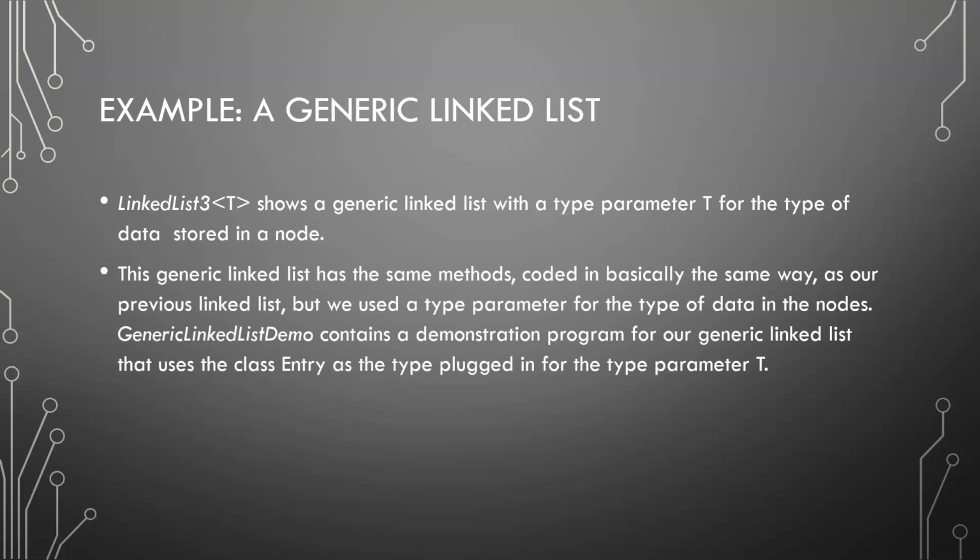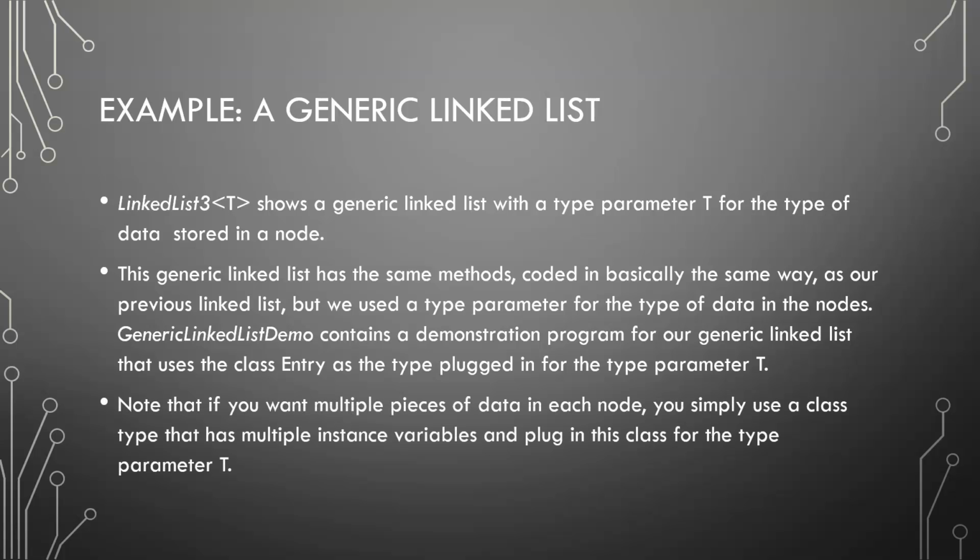Now, this generic linked list has pretty much the same methods that we have seen before, coded in pretty much the exact same way as our previous linked list, but we're using a type parameter for the type of data in the nodes. The generic linked list demo contains a demo program for our generic linked list that uses the class Entry as the type plugged in for the type parameter T. Note that if you want multiple pieces of data in each node, you simply use a class type for the multiple instance variables and plug in this class for the type parameter T.